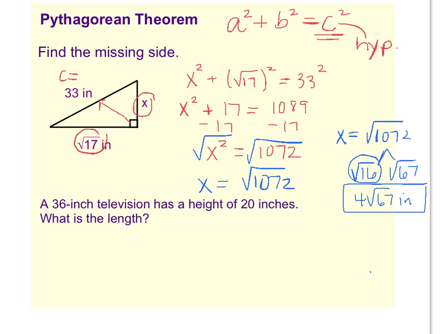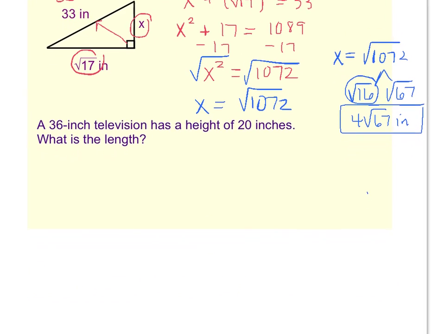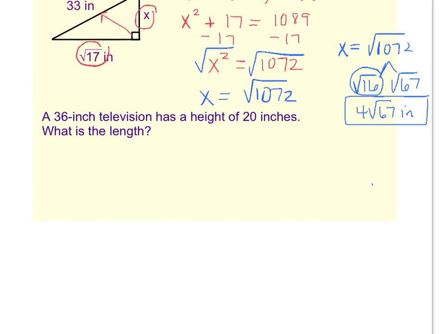I just wanted to go through a quick one with a word problem to talk through that again. If you have a 36-inch television, how they measure TVs is they measure the diagonal. So if this is my TV, this diagonal is the measurement. If it's a 36-inch television, that means that diagonal is 36 inches. We also know the television has a height of 20 inches, so here's my 20 inches over here. And the question is, what is the length? That's the thing we don't know.